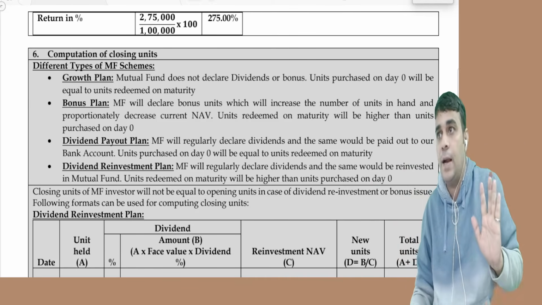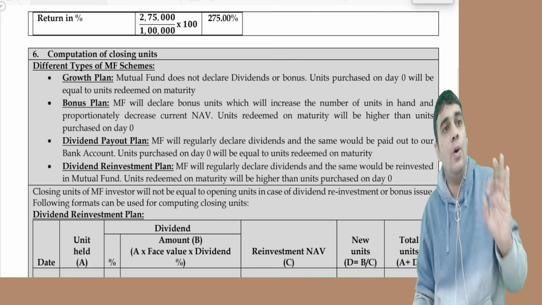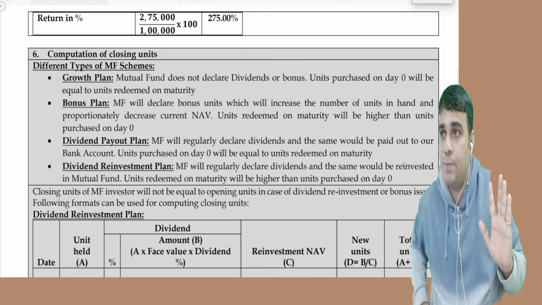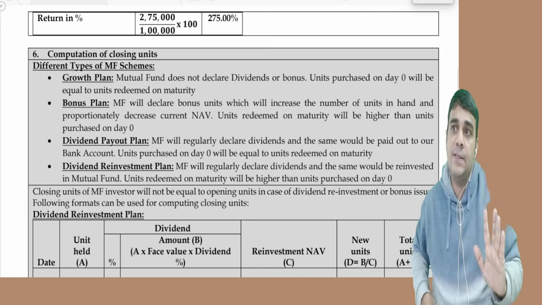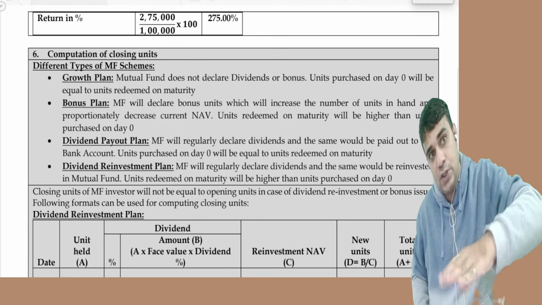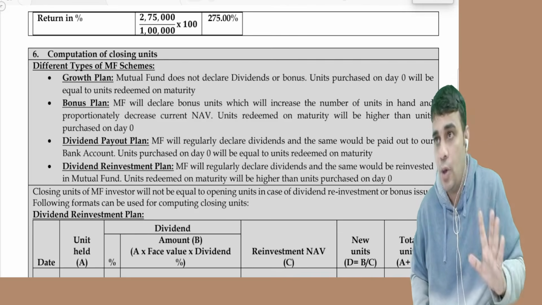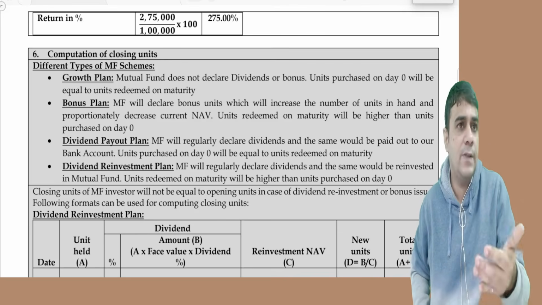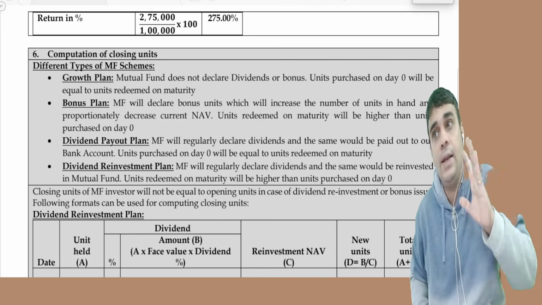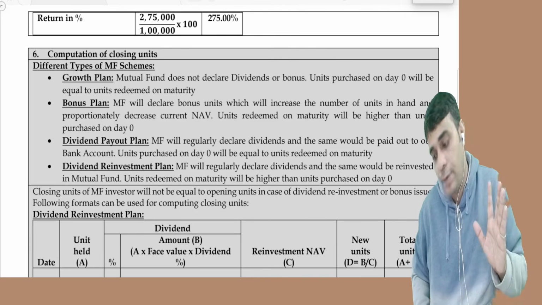What does a growth plan do? Zero declaration of dividend, zero declaration of capital gain. Nothing is declared by this plan. You start with 1000 units. If you are invested for 10 years, you will end with 1000 units. Start with 1000, end with 1000. Why are we people doing this? I will 100% do this in today's time period. When I'm a regular income earner, I will go for growth plan.